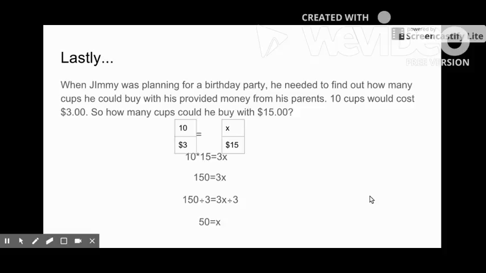When Jimmy was planning for a birthday party, he needed to find out how many cups he could buy with his provided money from his parents. 10 cups would cost $3, so how many cups could he buy with $15? To start off this problem, you have to change everything into proportions like the first three problems. You would have to have 10 cups over $3, and on the other side, we'll have x, for that's what we're solving, and $15, since that's how much money we're converting to.